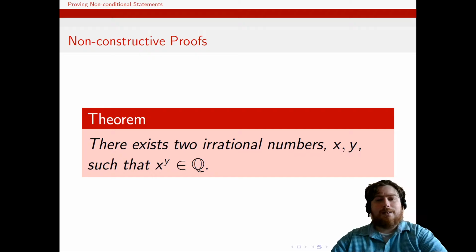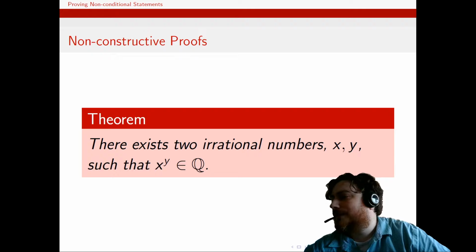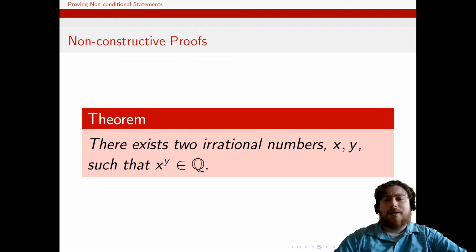I don't see any more questions there, so I'm going to go ahead and move on. I have one more theorem I wanted to show today. Here I have a non-constructive proof. So that means I'm going to show existence, but I'm not actually going to construct or figure out exactly what those things are. So I'm going to show there exist two irrational numbers, x and y, such that x to the y is rational.